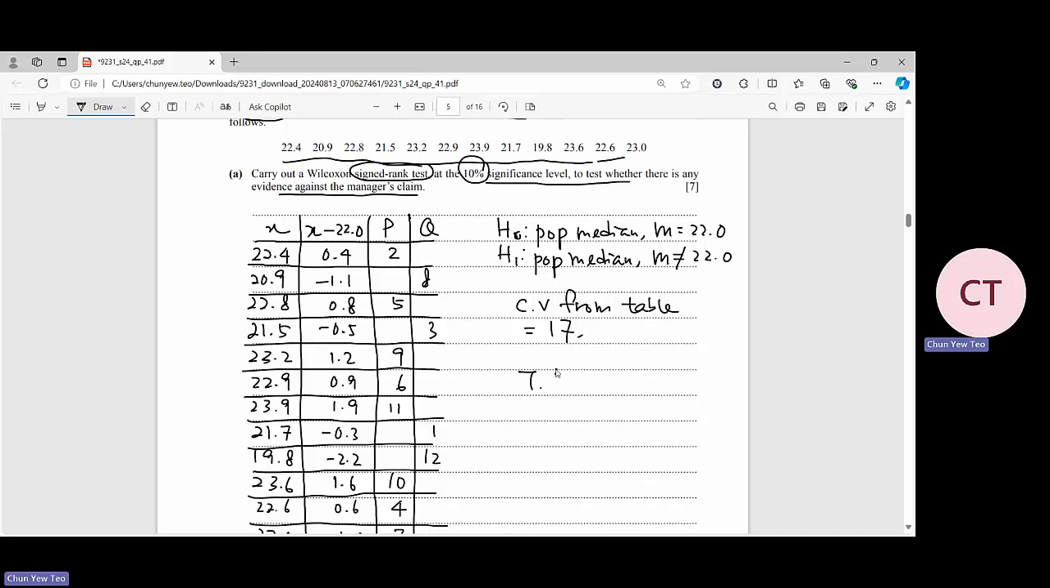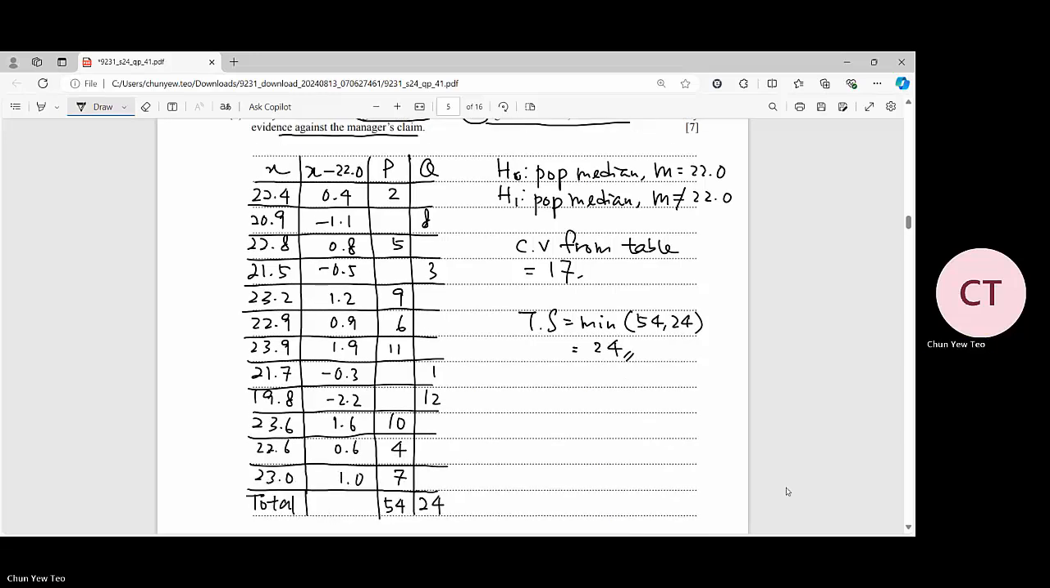Then your test statistic is actually the minimum between 54 and 24. So the answer will be 24. Then the test statistic is actually greater than the critical value. So from here, we accept H0. So accept H0, then we can go for conclusion.